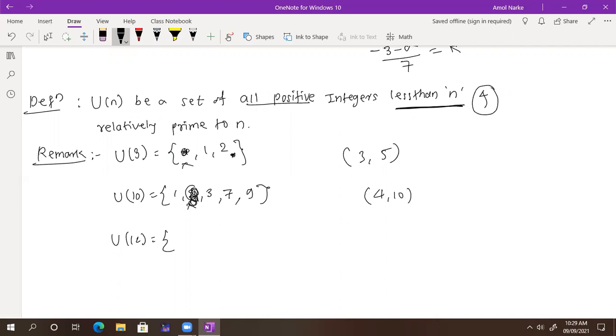Tell me now, what is U12? 1, 5, 7, 11. Whether 2 is there? No. 3 is not there, 4 not there, 5 is there, 6 is not there, 7 is there, 8 is not there, 9 and 10 are not there, and 11 is there. Got it? Now they are saying this is a group under multiplication. You need to check it out. That is a homework task.